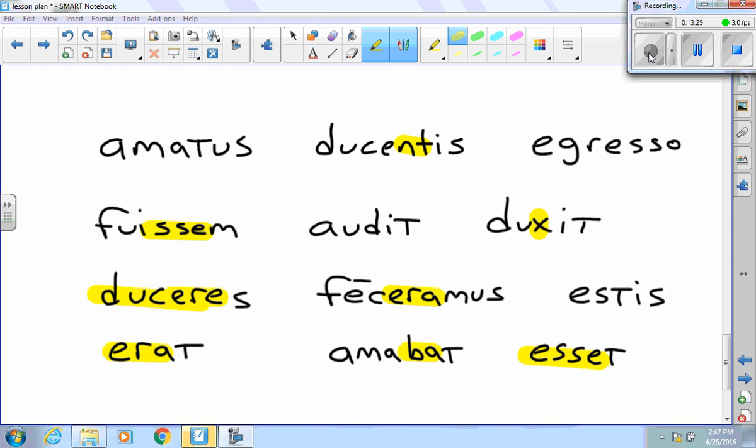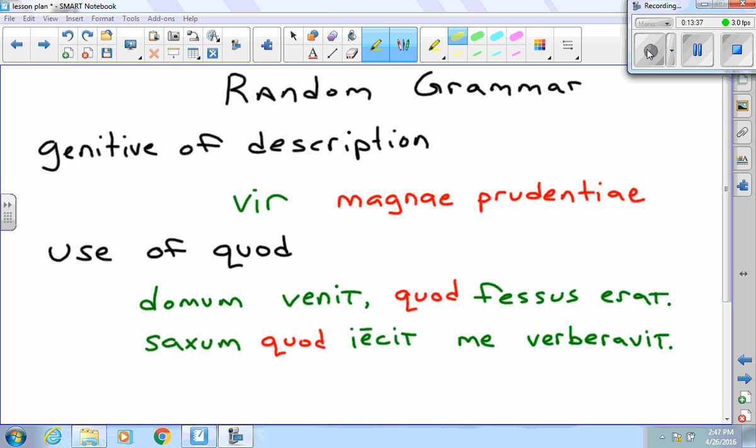So you do have some ways of looking at these and kind of helping you out if you don't know the parts. But you can see, if you don't know the parts, you're going to struggle a little bit. A couple of random grammars that you're going to end up with. Genitive of description. You have a man of great prudence. You're going to get that genitive describing man.